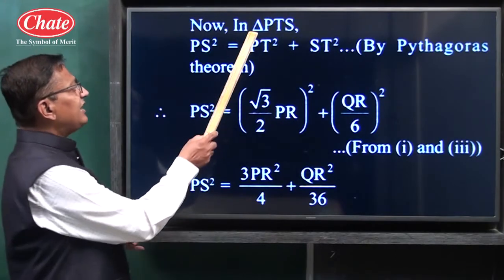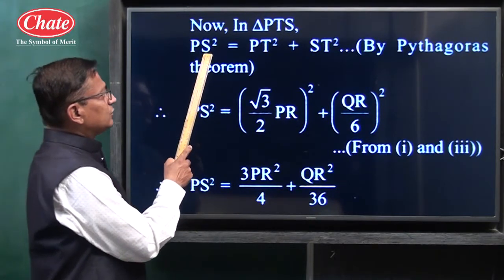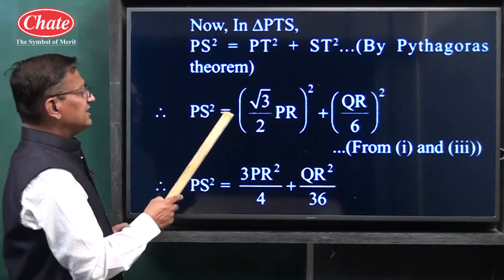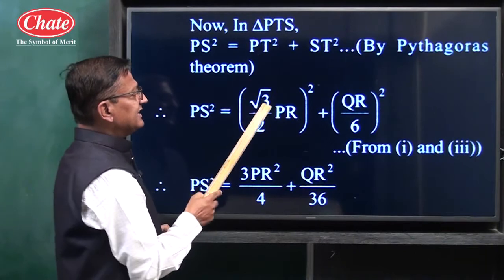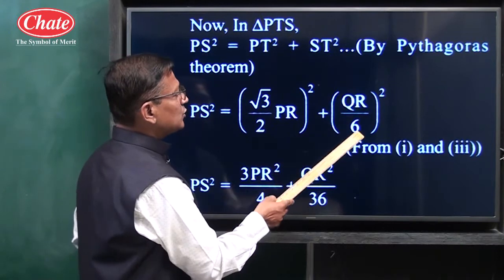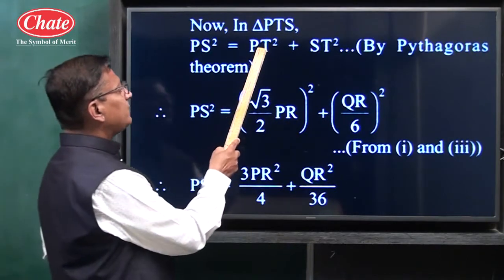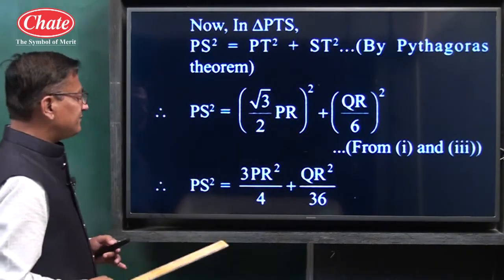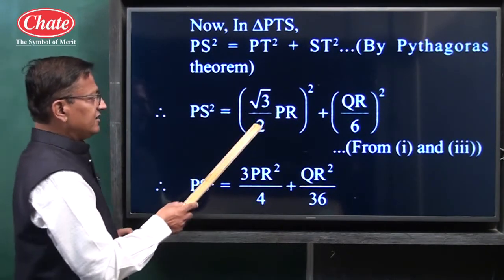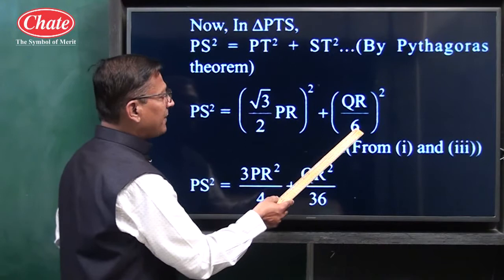Therefore, in triangle PTS, once again by Pythagoras theorem, PS square is equal to PT square plus ST square. Put the values only. PS square is equal to, what is the value of PT? It is root 3 by 2 into PR bracket square plus what is the ST? ST is QR by 6 bracket square. From equation 1 and equation 3, we get the values of PT and ST. Solve this example. PS square is nothing but bracket root 3 square 3, 2 square 4, PR square plus QR square by 36.